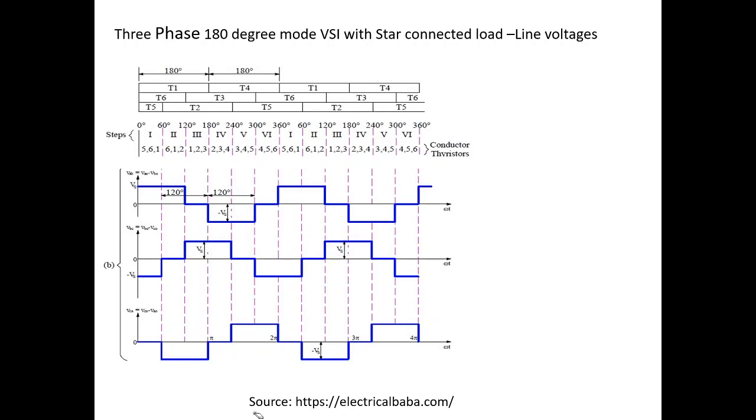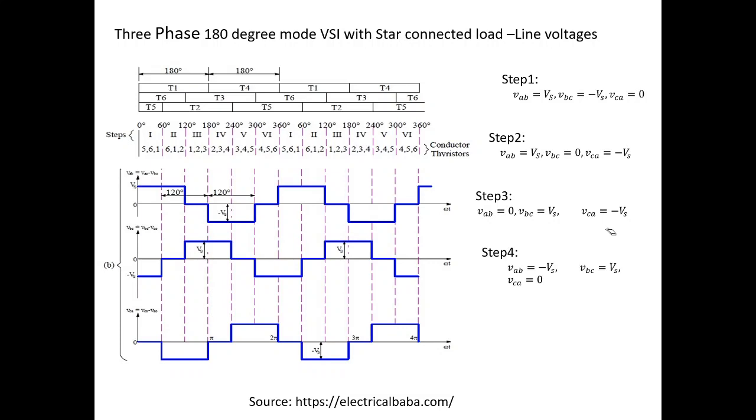Now coming to line quantities. These are the line quantities. We know in step 1 VAB is equal to Vs, VBC equal to minus Vs, and VCA is equal to 0. Step 2, VAB is equal to Vs, VBC is equal to 0, VCA equal to minus Vs, and step 3, VAB 0, VBC Vs, VCA minus Vs, and so on. If you indicate them, you can observe that the output line voltage would be a quasi square waveform.